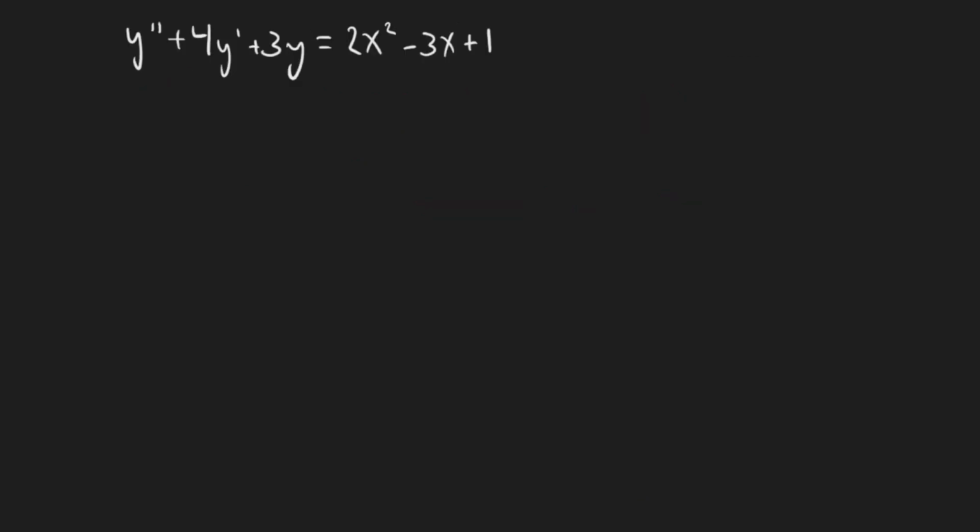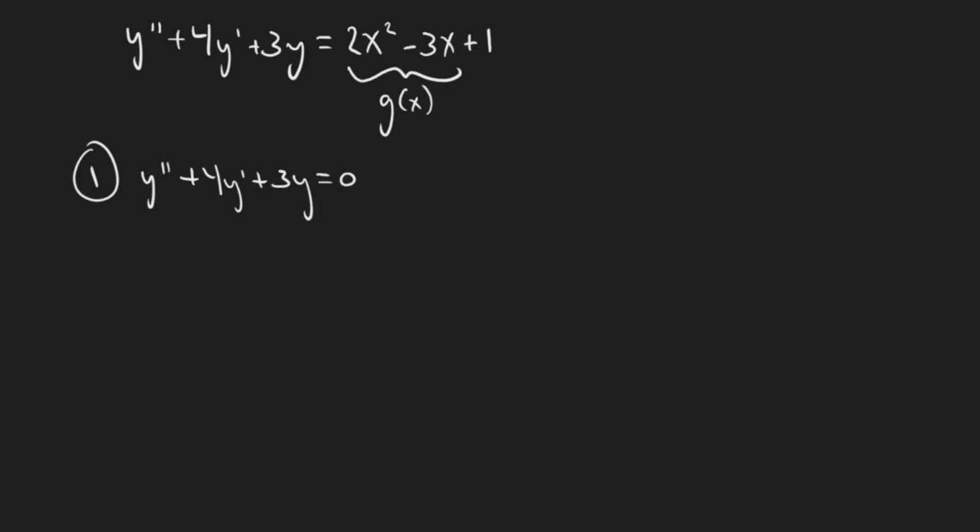All right, let's go ahead and move forward with the first example. So here we have y double prime plus 4y prime plus 3y equals 2x squared minus 3x plus 1. So in the above definition, this is going to be g of x, and here we have a polynomial. So step 1, I'll do it in the order that I had listed above, is find the homogeneous solution. So the homogeneous version of this equation is just going to be y double prime plus 4y prime plus 3y equals 0. And now we just solve this like we would a regular homogeneous form of this equation.